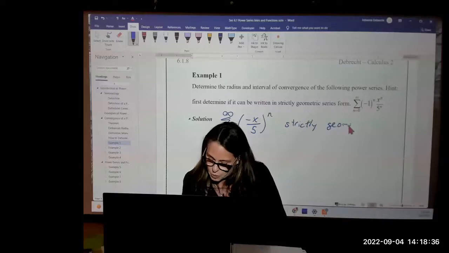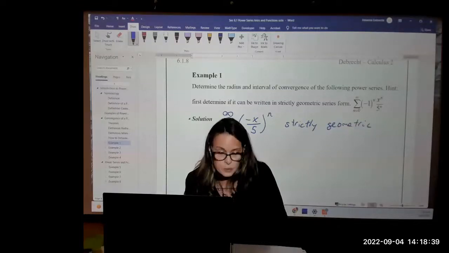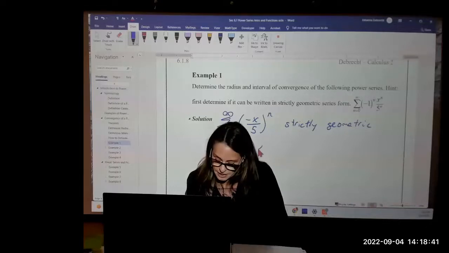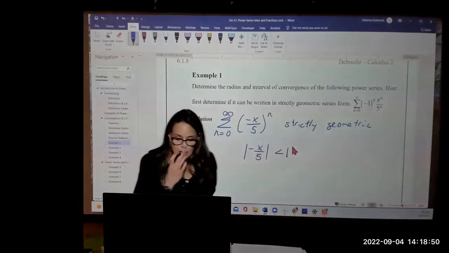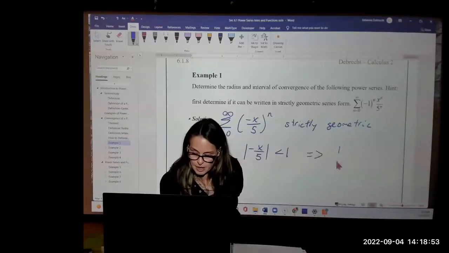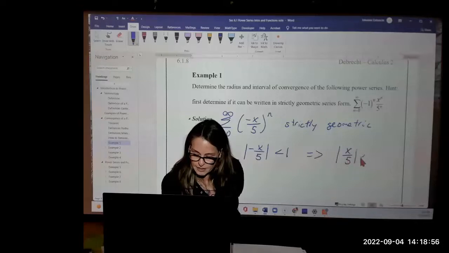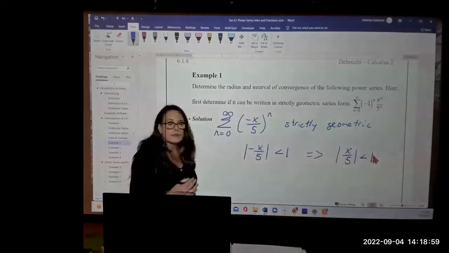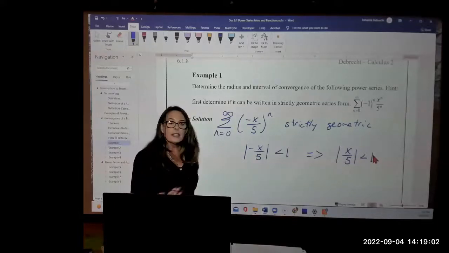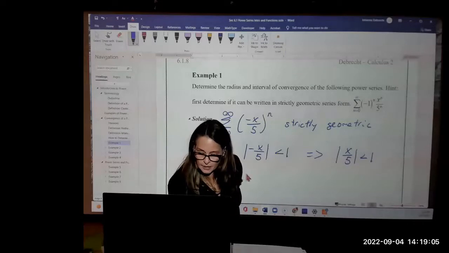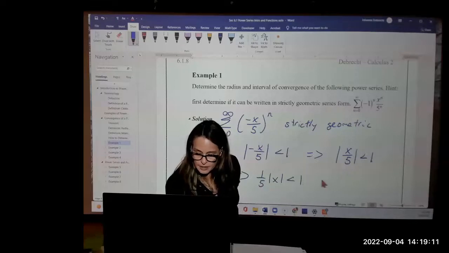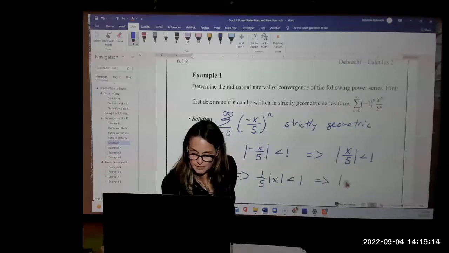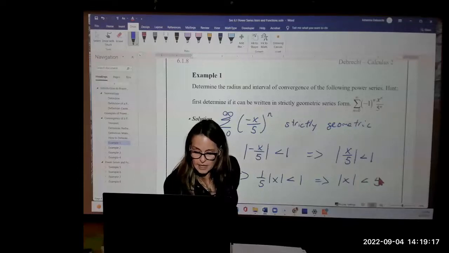And that means that we know when it will converge. It will converge whenever the magnitude of -x over 5 is less than 1. Now, when we take the absolute values, we can drop the negative, and that would give me, of course, that the magnitude of x over 5 is less than 1. Now, 5 is a constant, it's not going to change. I can factor the 1/5 out, and that would give me 1/5 the magnitude of x less than 1. And then I can multiply both sides by 5 to get the magnitude of x less than 5.